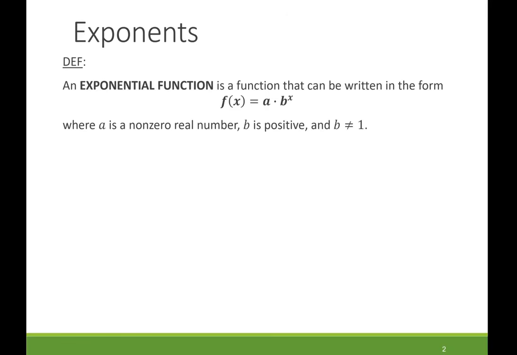Why do we disallow a to be 0? Well, if a is 0, the whole thing just zeroes out. It's a constant function, right? We don't want to define that as an exponential. And then we say b has to be positive and not equal to 1. What happens if b is equal to 1? b to the x just turns into 1, and 1 times a is a, and that's a constant again. We don't want that. Why do we require b to be positive, though? What's the problem there?